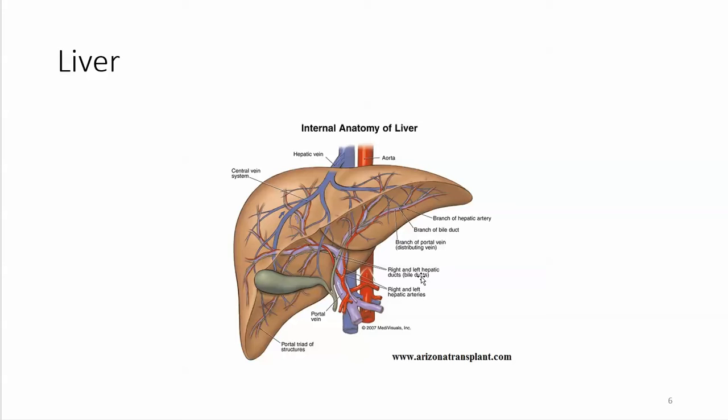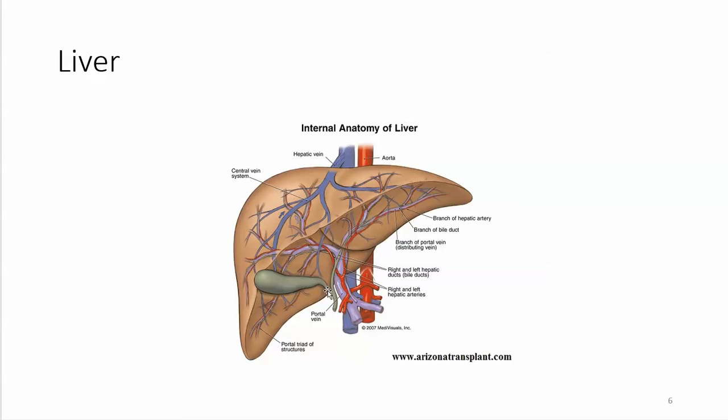The right and left hepatic arteries, right here, bring fresh blood from the heart. The portal vein brings blood from the intestines. Right here, the portal triad of structures. This is the hepatic artery branch, the portal vein branch, and the bile ductules.